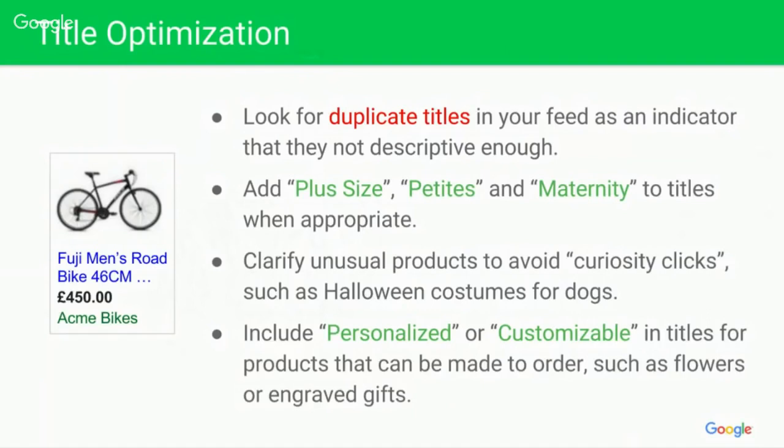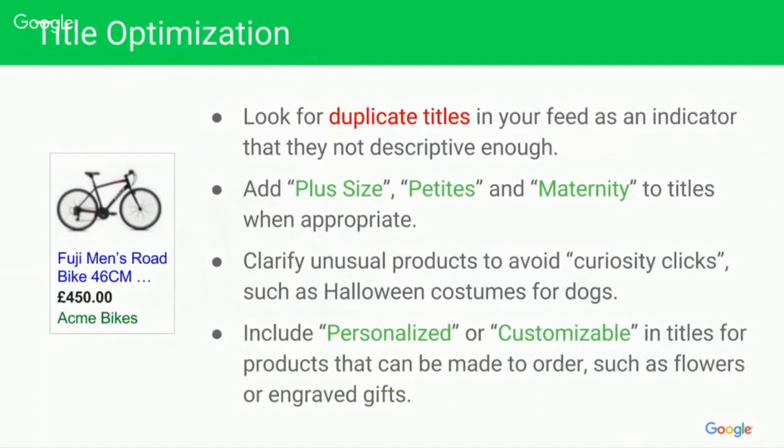We do find that there are a number of products that are very hard to explain to consumers or confuse people when they see it. One example is Halloween costumes for pets, where if you don't have an indicator in the product title or the image that it's for pets, you may get lots of clicks on the product that won't convert.